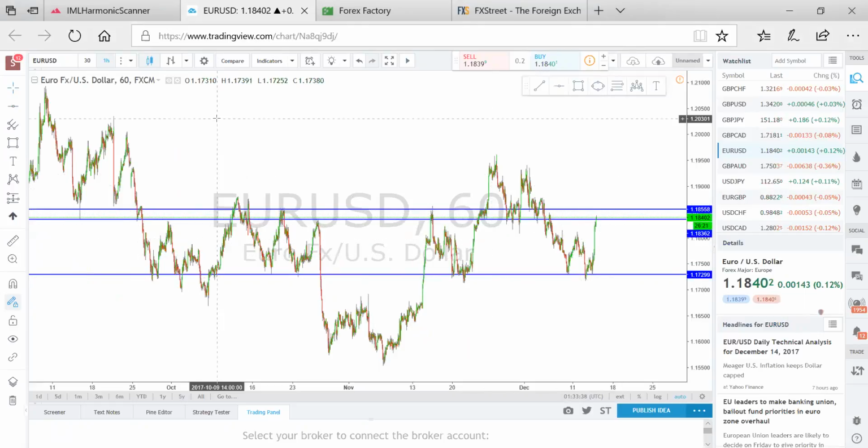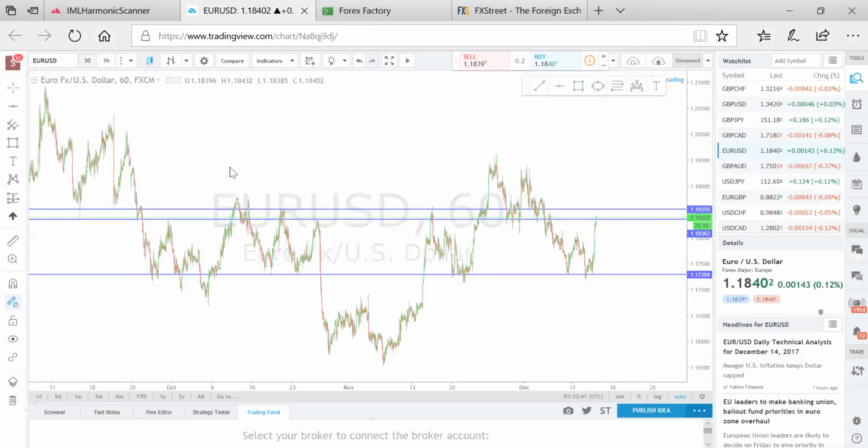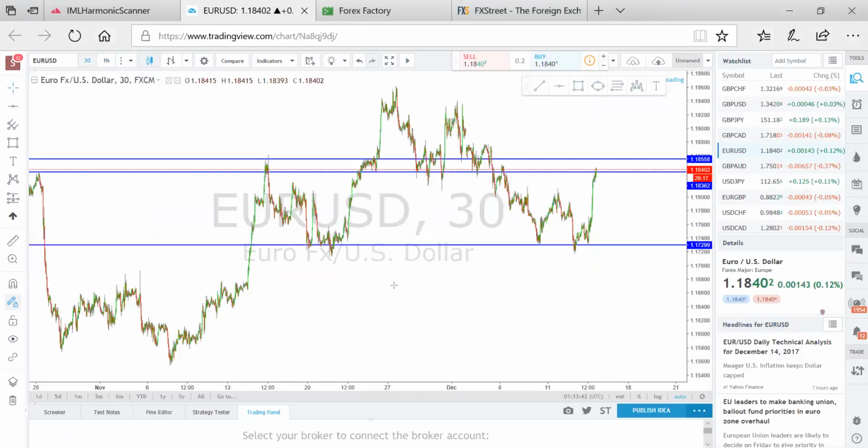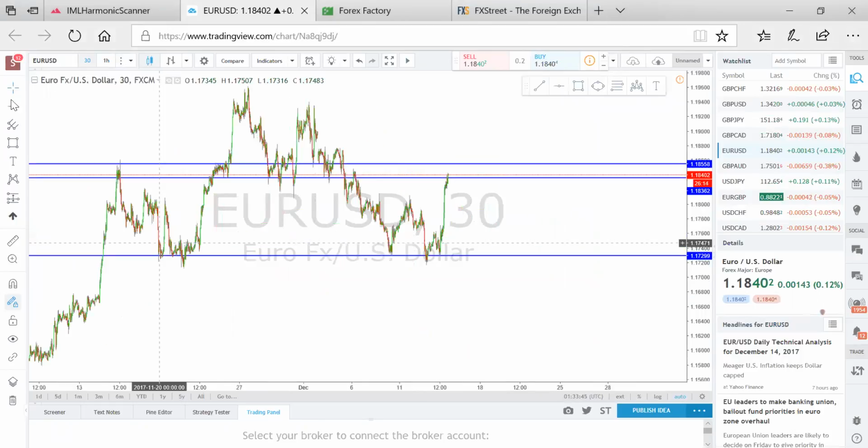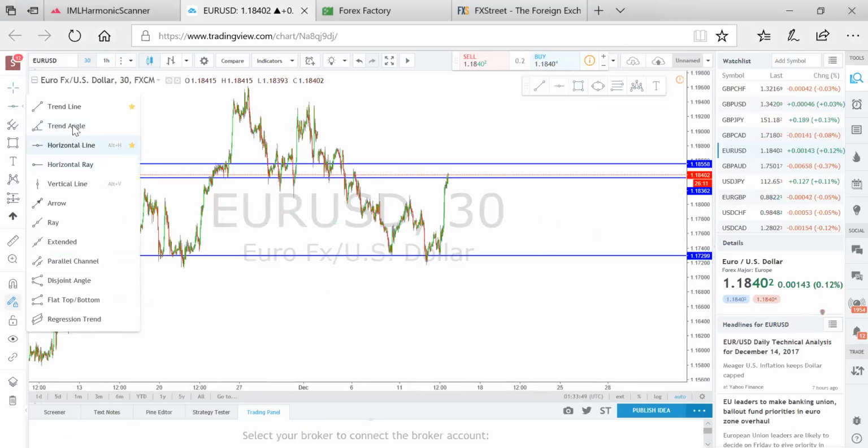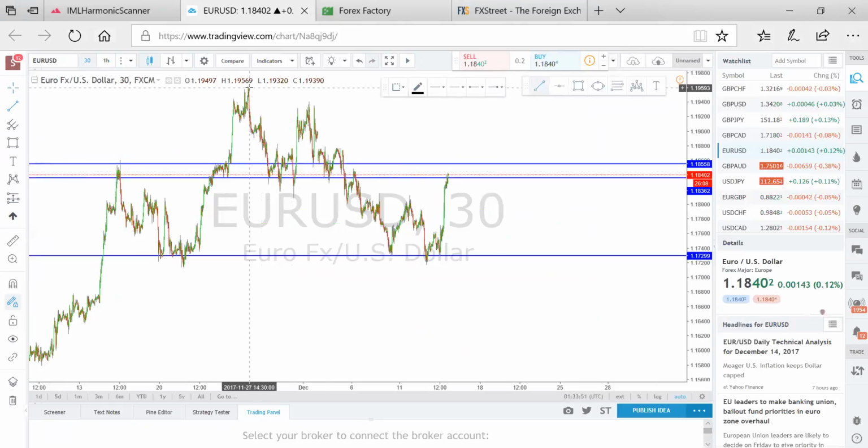So the next step is, let me just go down to the 30 minutes and watch this a little closer right now. So on the 30 minutes, this looks like price is currently in somewhat of a downtrend. It looks like a downtrend right here. But what I like to do is I like to find that area.